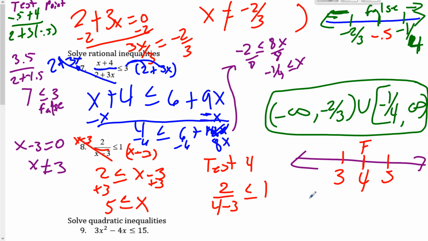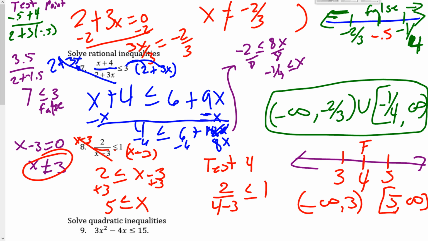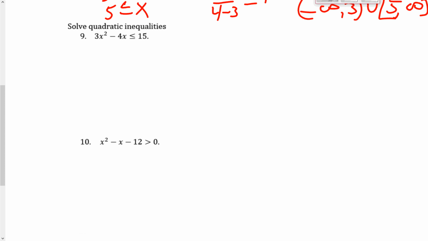So then we go from negative infinity up until 3, and then from 5 to positive infinity. And then which bracket do we use? It's less than or equal to, so on 5, but it can't be 3, right? It can't be 3, so parentheses, join it together with the union. All right, last two. Here we go.